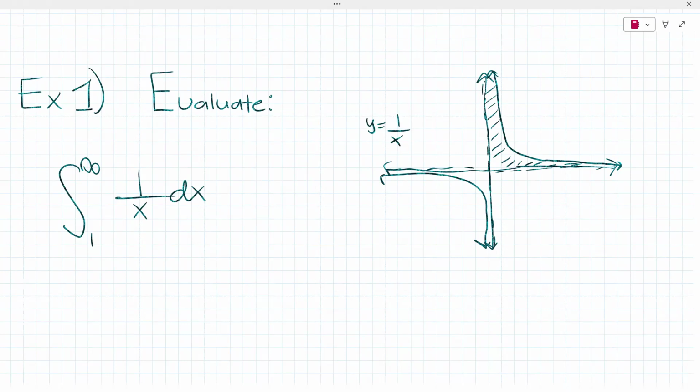So I believe that's rule one. Our lower boundary is a real number and our upper boundary is infinity, so it is rule one. What I'm going to do is rewrite it as the limit as b goes to infinity of the integral from 1 to b. Our rule says if your integral goes from a real number to infinity, you're going to rewrite it as the limit as b goes to infinity of the integral from 1 to b of 1 over x dx.